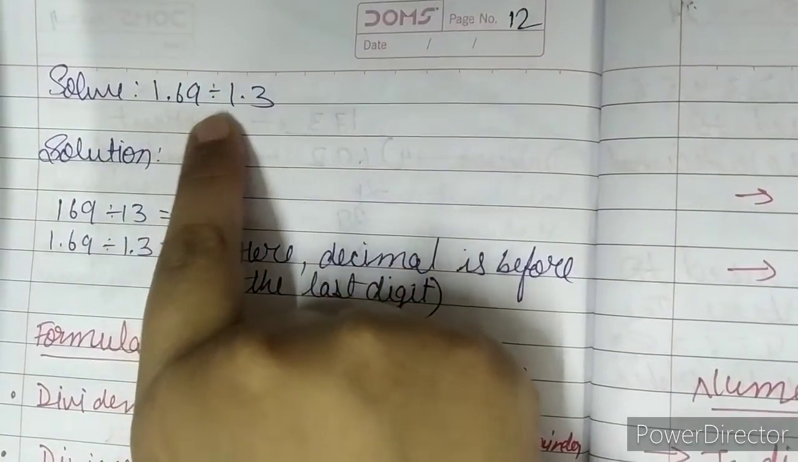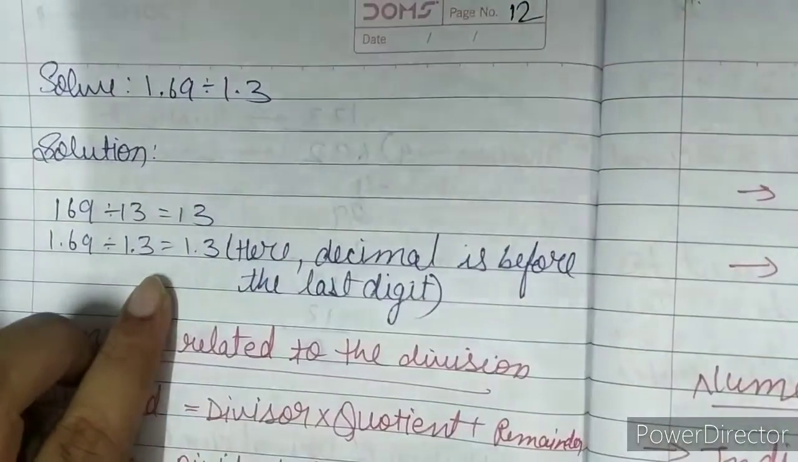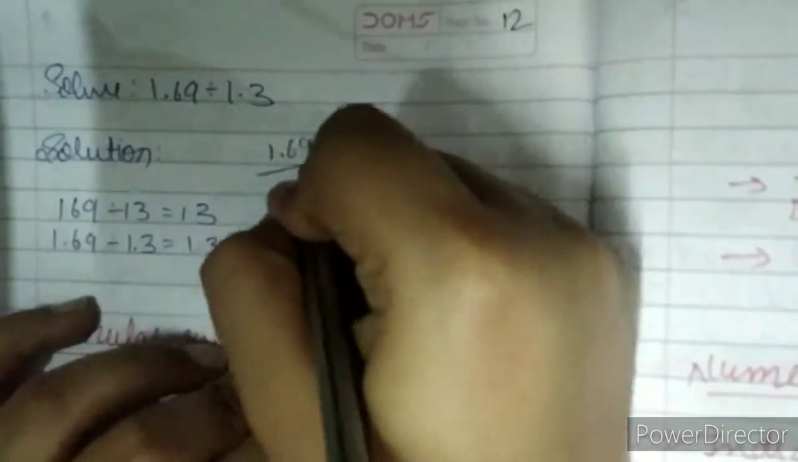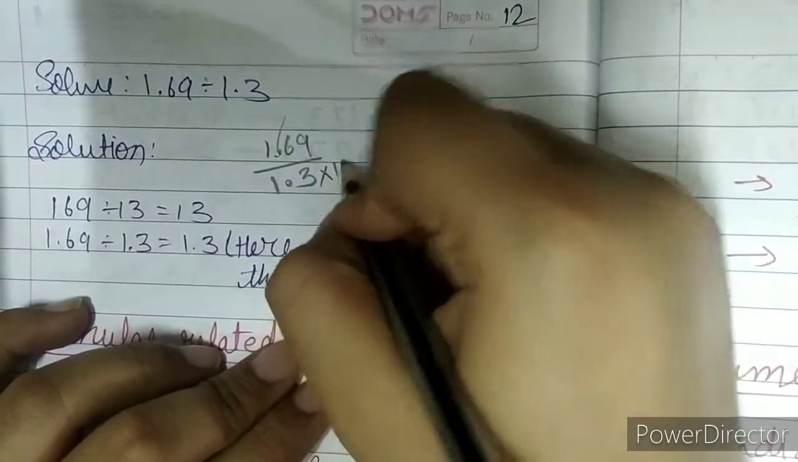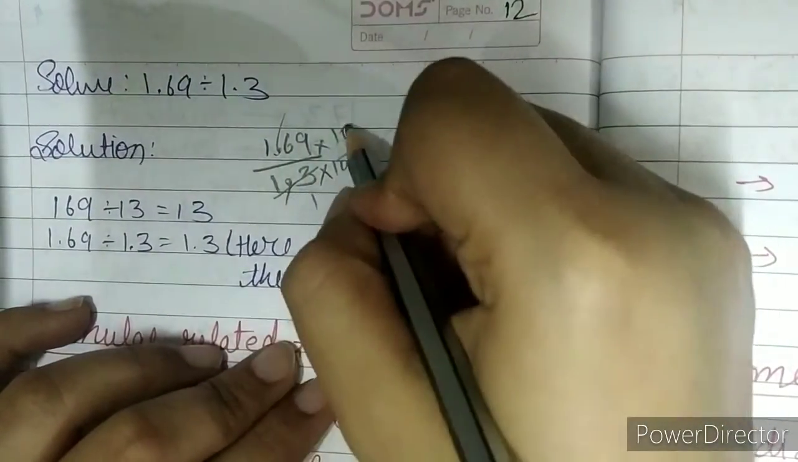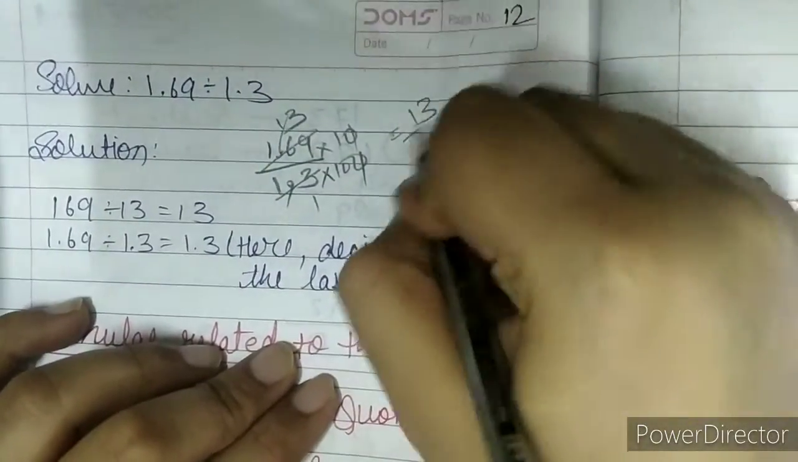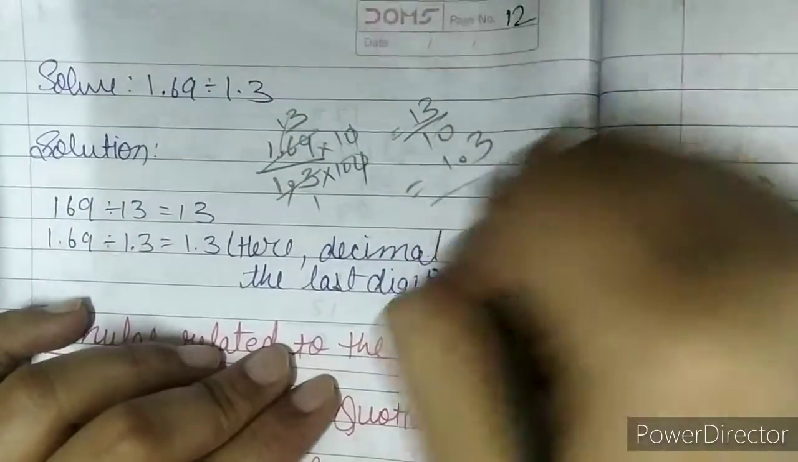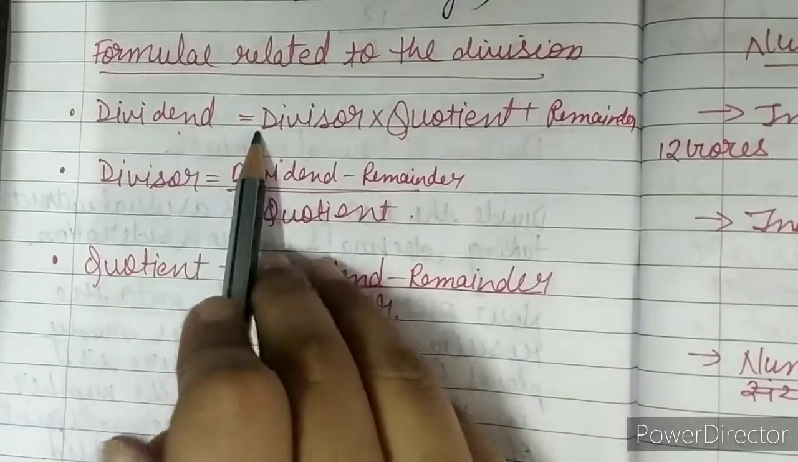Solve 1.69 divided by 1.3. The solution is, you simply remove the decimals. 1.69 divided by 1.3: if you remove the decimal from this, it will become 2 decimals, and from this, 1 decimal. It will become 13 by 10, 1.3. See how it's done.